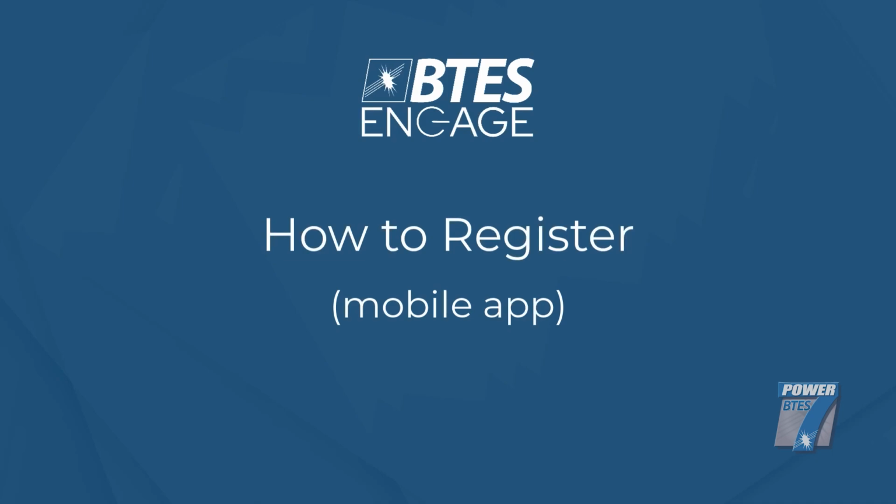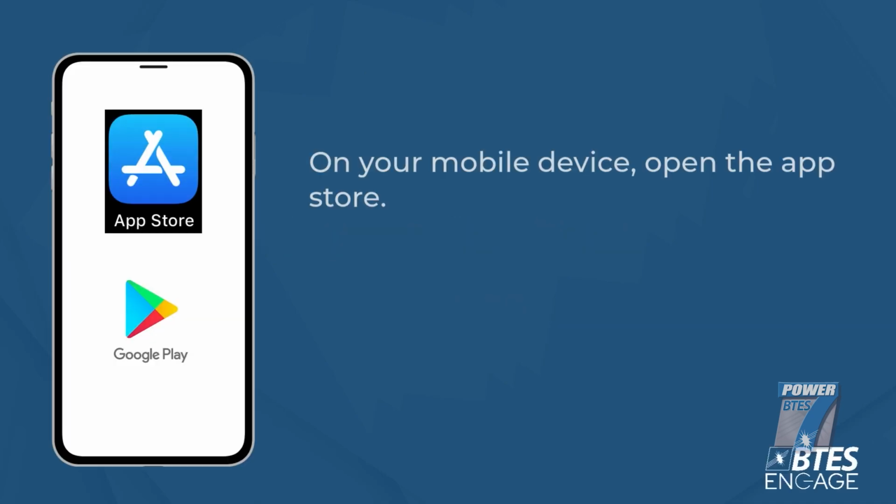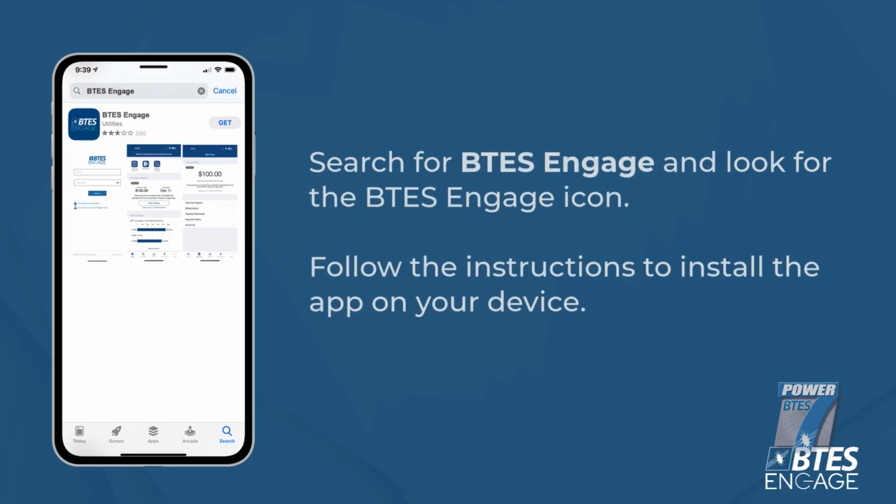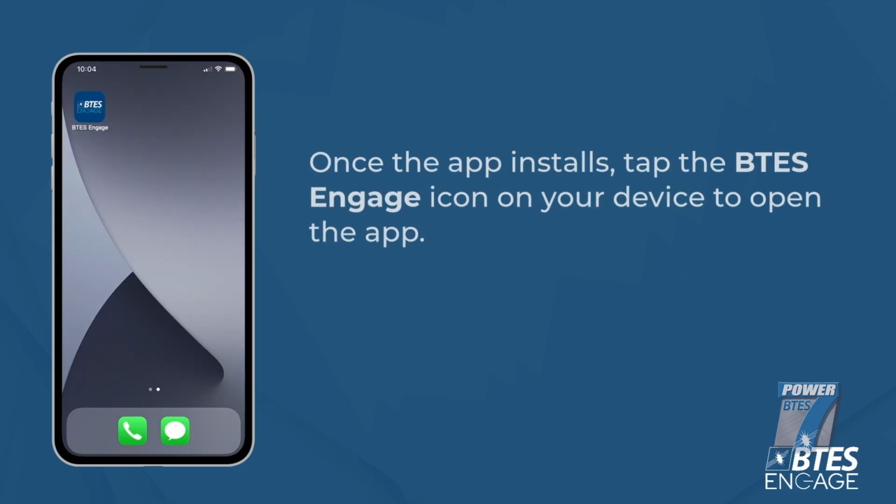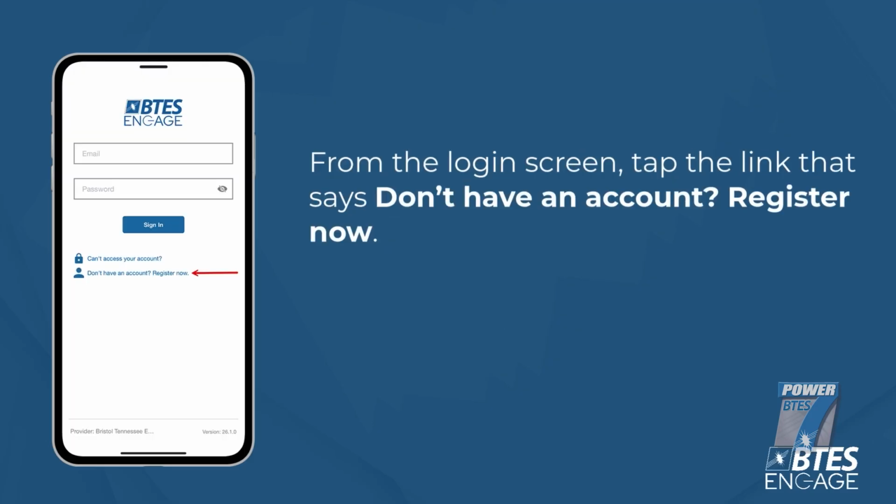So you can go to the App Store on your iPhone or the Play Store on your Android and search for BTES Engage and download that app. After it downloads, you can click on the app and click Register Now. 90% of the issues that we've seen with new customers are they're trying to use their old credentials from the old app in the new BTES Engage app, and that will not work. You have to register a new account on the new BTES app.